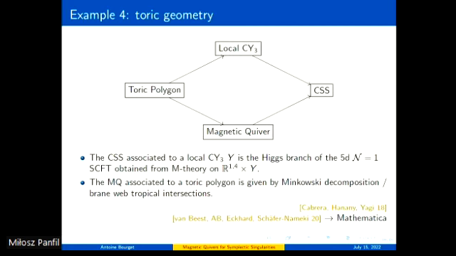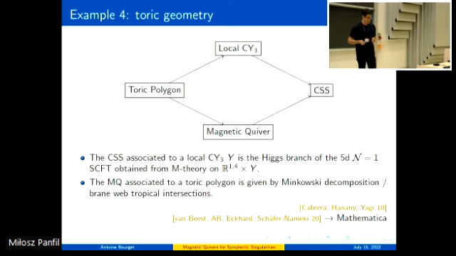Now, the idea of this construction is as follows. We start from a toric polygon. We saw many of them in previous talks. It's just a convex polygon with vertices which have integer coefficients in 2 dimensions.